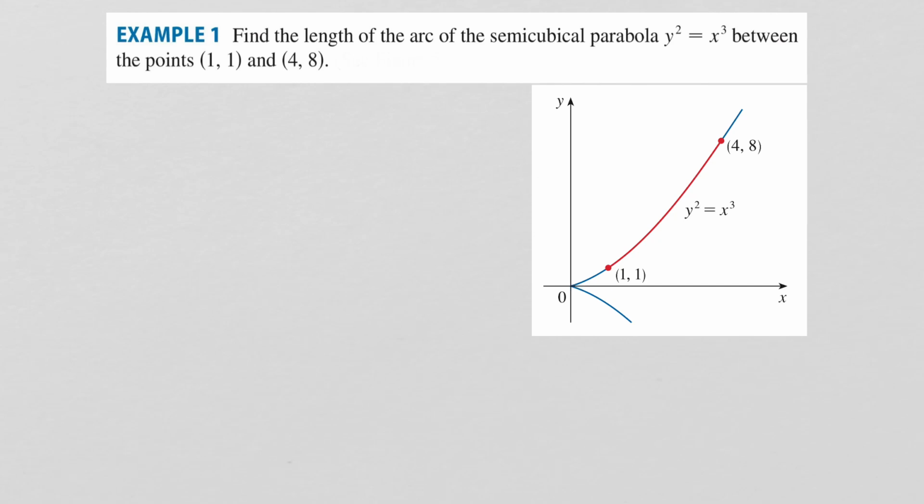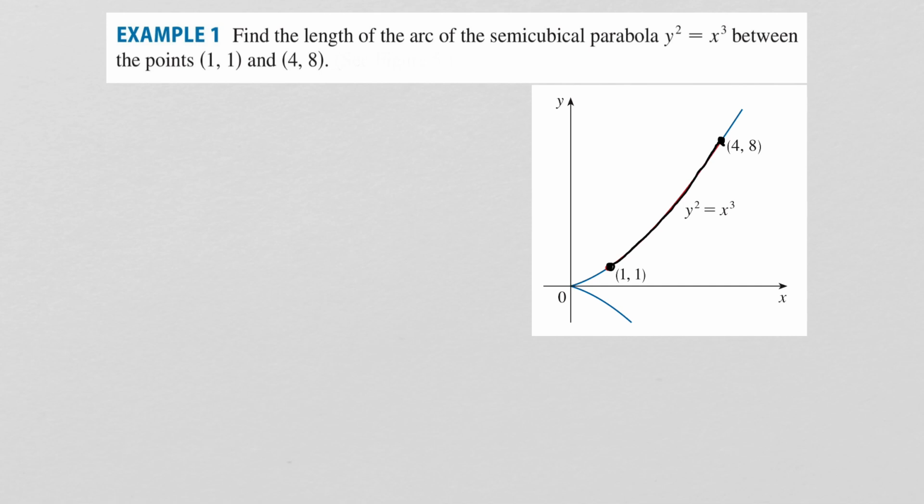Let's go ahead and take a look at an example. Find the length of the arc of the semi-cubical parabola y squared equals x cubed between the points (1, 1) and (4, 8). Now don't worry about the name of the graph here. When you graph points on this curve, you will see that it has a piece of the graph up here and also a symmetrical piece of the graph down here. But we want to find the length of the curve from the point (1, 1) to the point (4, 8). So we are focusing in on this portion of the curve.